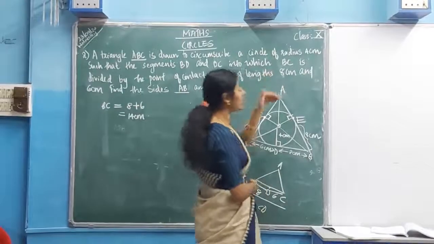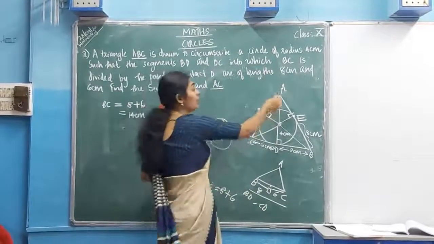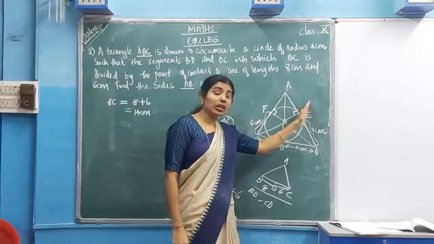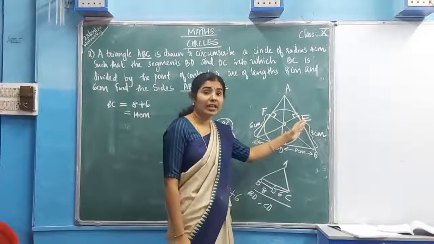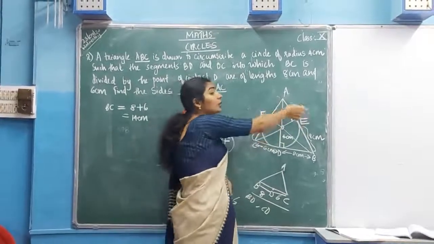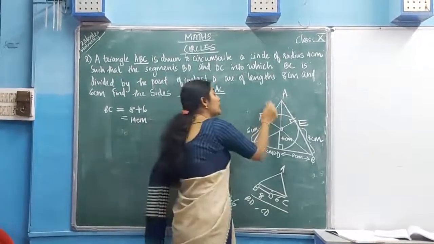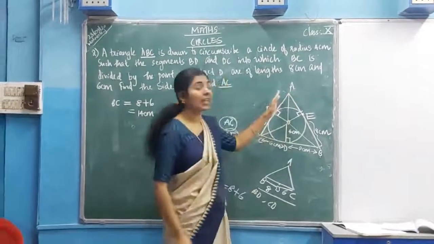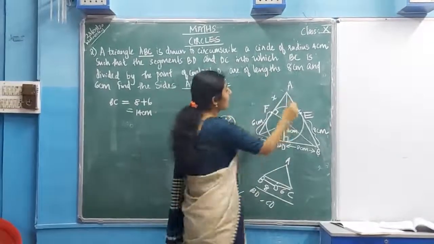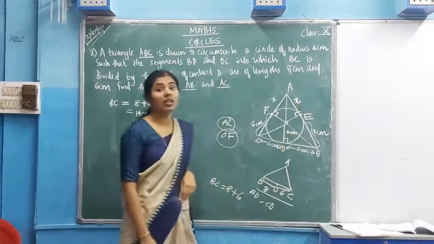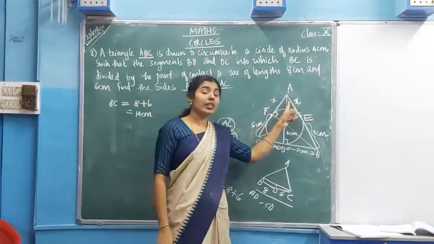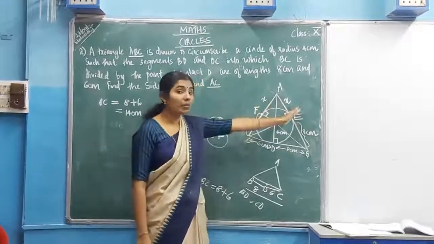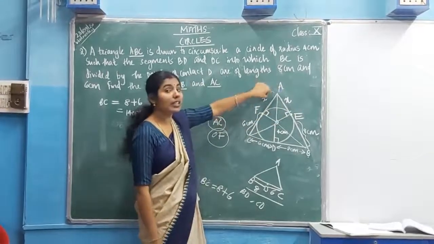Now we see A is an external point of the circle. From A we are drawing two tangents. So the lengths of tangents are equal. AF equals AE. But we don't know the measurements of these two tangents. So we take the tangent as x. So AF is x. So AE is also x. What is the reason? A is an external point of the circle. From A we are drawing two tangents. So their lengths are the same. So when the measurements are not given, we can take it as x.